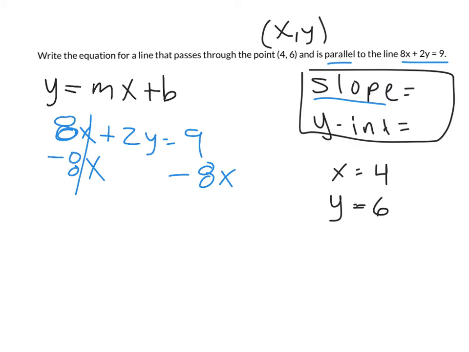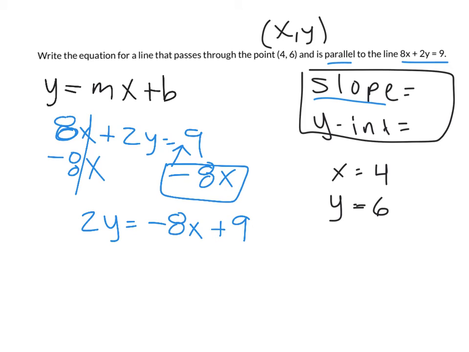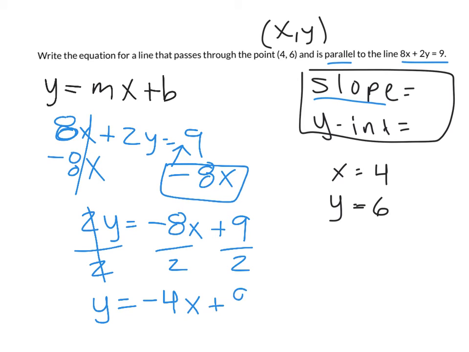That cancels, and I'm left with 2y is equal to, remember, we always want to take this and plug it in right after the equal sign, so minus 8x, and this is a positive 9, so I'll write plus 9. And now my last step is getting y completely by itself by dividing 2 from every single term on both sides of the equation. I'm left with y equals negative 8 divided by 2 is negative 4x. And then 9 divided by 2 is 4.5, or we can just leave it as plus 9 over 2.